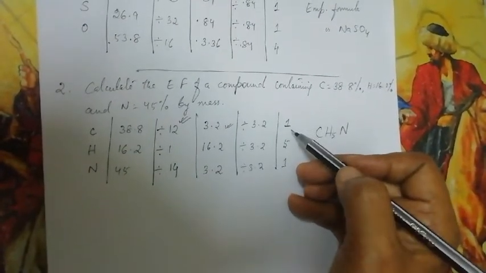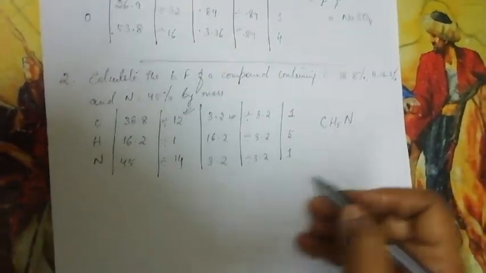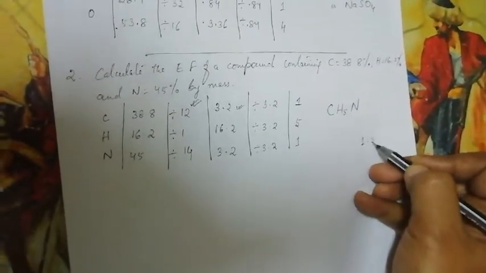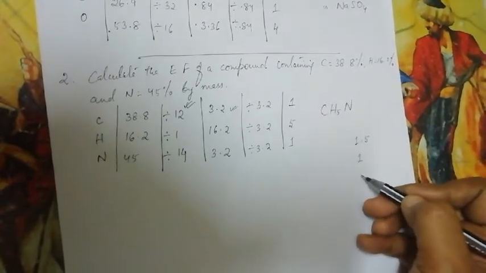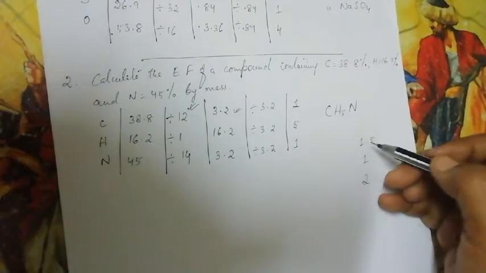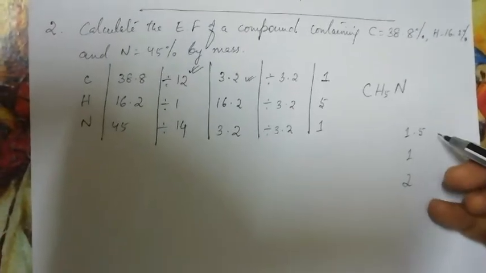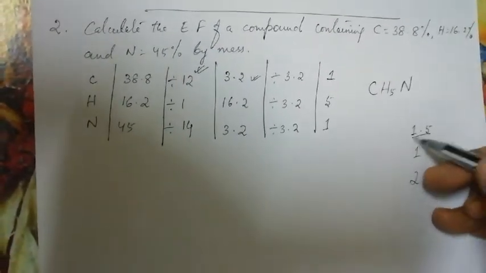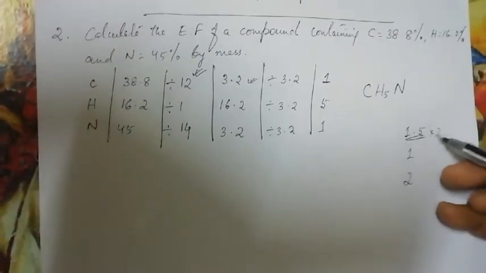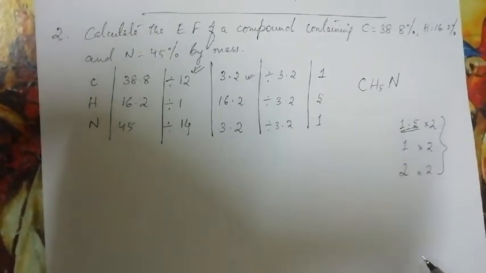Now one thing you have to remember is that sometimes you may get this as 1.01 or 1.02. You can round it off to 1. But suppose you get one ratio as 1.5, one as 1 and the other one as 2. In this case, I told you empirical formula is the ratio which shows the simplest whole number between the elements. So in order to convert this to the next whole number, you multiply all 3 by 2 and then you write down the formula.